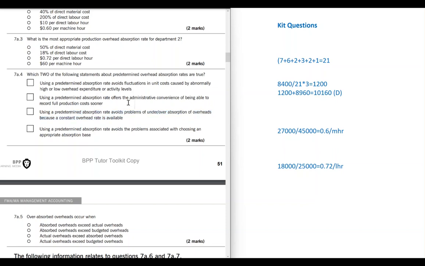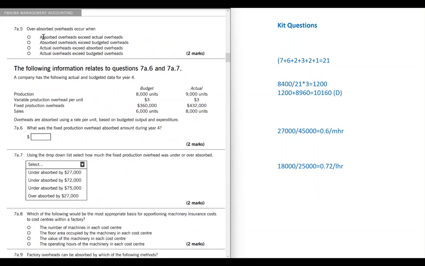A says predetermined overhead absorption avoids fluctuation in unit costs caused by abnormally high or low overhead expenditure level. Using absorption costing, we use the same cost throughout the year. So no matter whatever actual cost is going to be during the year, because of absorption costing, we could use the same cost. And the second one, using predetermined absorption rate offers administrative convenience of being able to record full production costs sooner. Yes, we are able to record full cost even though full cost is not yet known, even though the year has not finished. Over absorption occurs when absorbed overheads exceed actual overheads. Yes, when absorbed is more than actual, it is over absorbed.